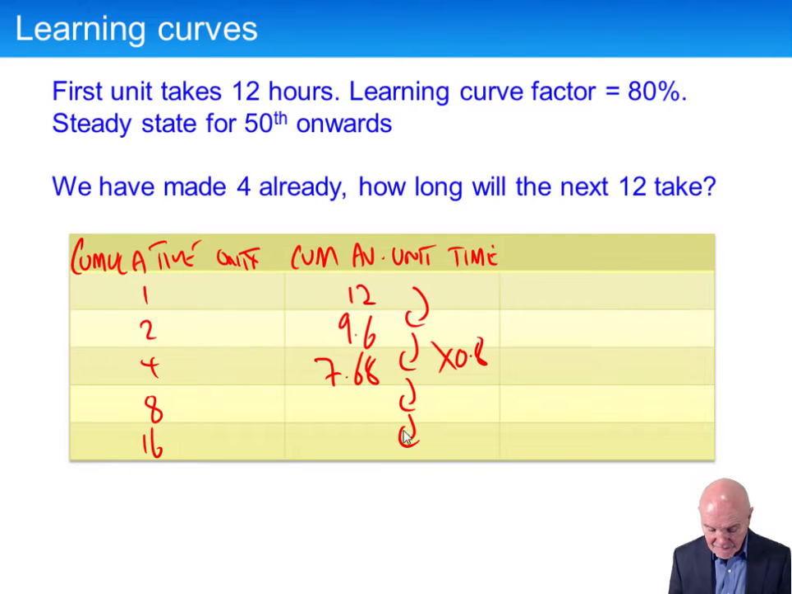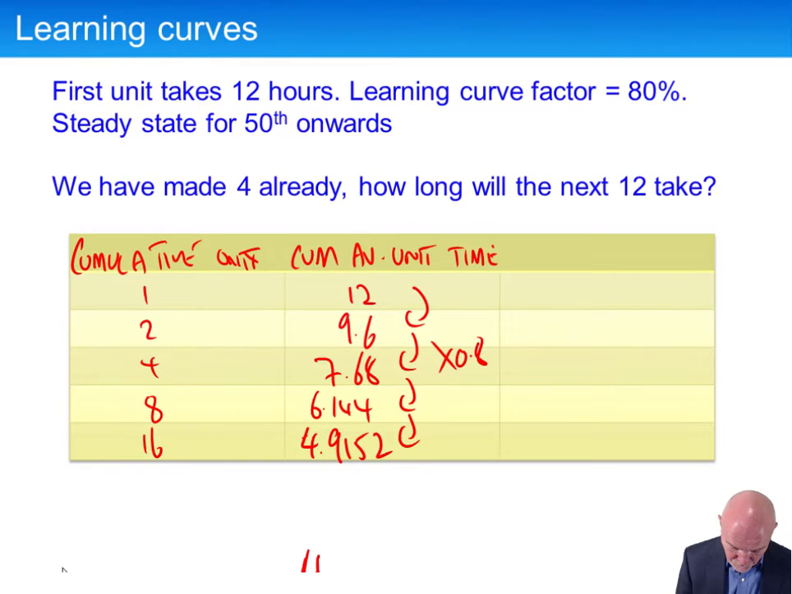Then 7.68 times 0.8, 6.144. And then finally 6.144 times 0.8 is going to be 4.9152. And the third column, you're going to have the cumulative time.